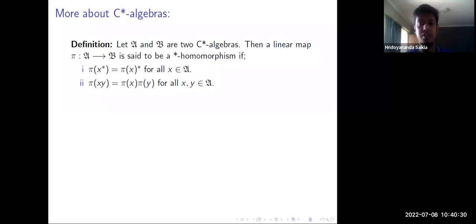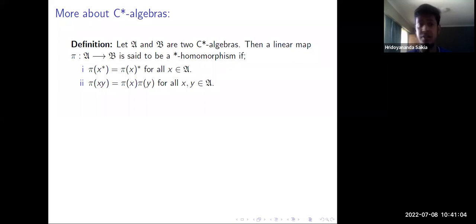So here our morphisms are star homomorphisms. Between two C-star algebras, a star homomorphism is a linear map π from A to B which has these two properties. Firstly, it is self-adjoint. That means π of x star is equal to π(x) star for all x in A, and π is multiplicative.